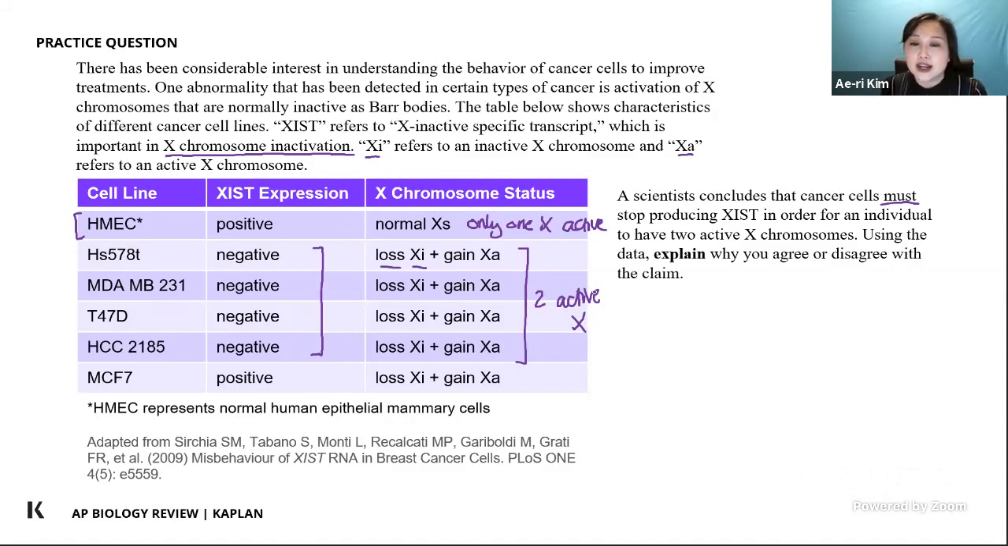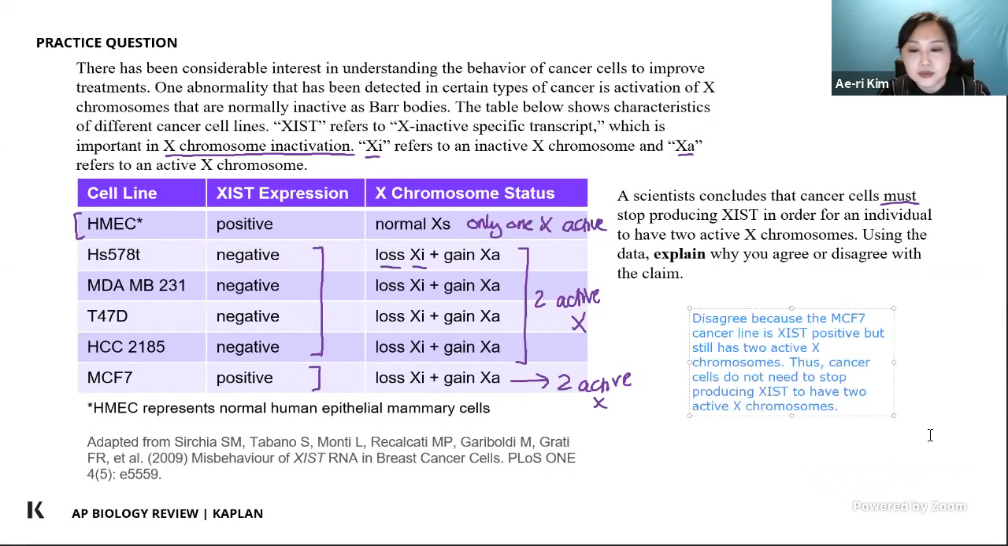So that part agrees with what the scientist is saying, that if you stop producing XIST, you're going to have two active chromosomes. But the bottom one is where your eye should draw. You notice that it has different results compared to the other cancer cell lines. And here we see that if you have XIST expression, I am inactivating the chromosome and I still get two active X. That means that the scientist's conclusion is wrong. So you have to disagree. The correct answer here is disagree because of the proof with the MCF7 cell line, because that is XIST positive and you still have two active X chromosomes, okay?